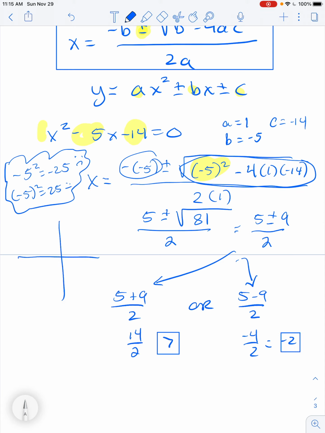So if I were to draw this original parabola, I already know now that it's going to cross at 1, 2, 3, 4, 5, 6, 7, and at negative 2.